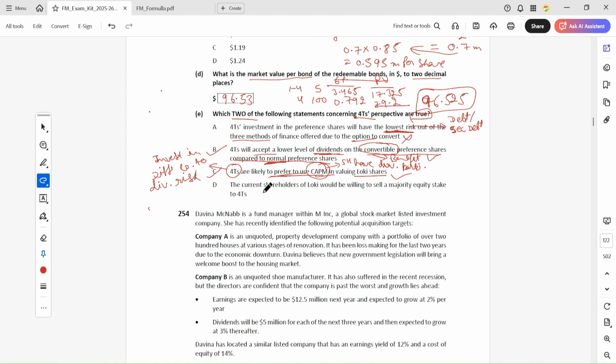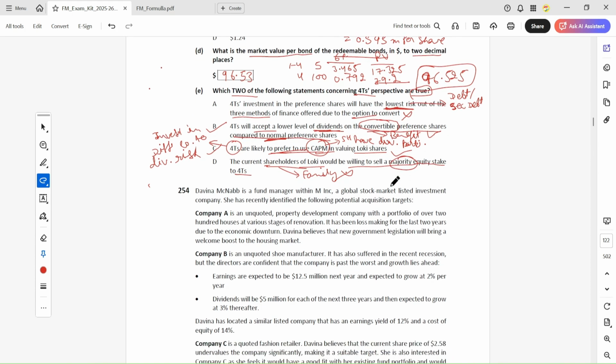The next will definitely be wrong because we already have two correct answers. The current shareholders of Loki would be willing to sell a majority equity stake to 40. The shareholders are family members, and family members do not generally sell the majority stake to anyone. So this is wrong because the family depend on the business for their earnings and day-to-day expenses. That's why they don't sell the majority stake to anyone.